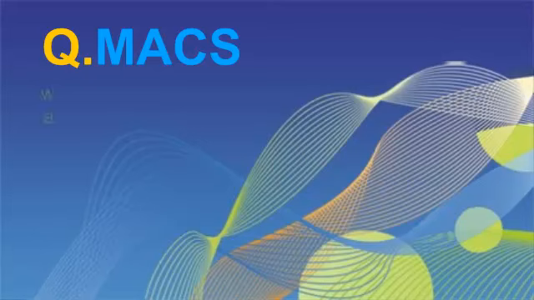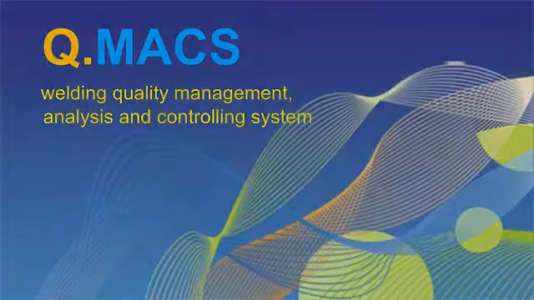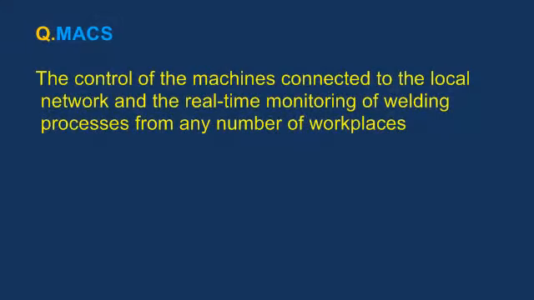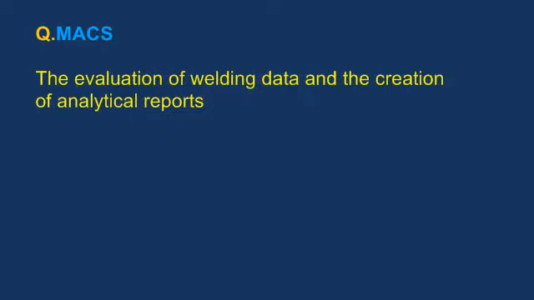Welcome to Q.MACS, a system for control and quality management of welding processes. The use of Q.MACS provides you with the control of the machines connected to the local network and the real-time monitoring of welding processes from any number of workplaces. The preparation of multiple work tasks for manually and robot-operated machines. The evaluation of welding data and the creation of analytical reports. For the solution of these tasks, Q.MACS uses various functional modules.